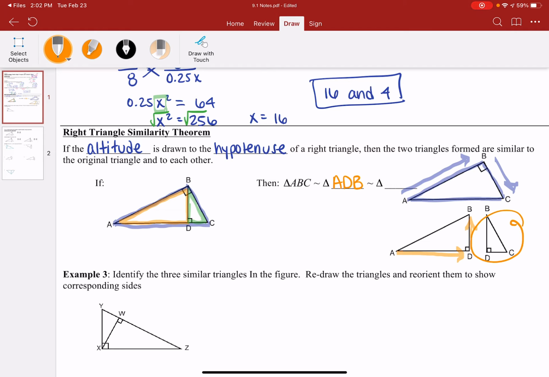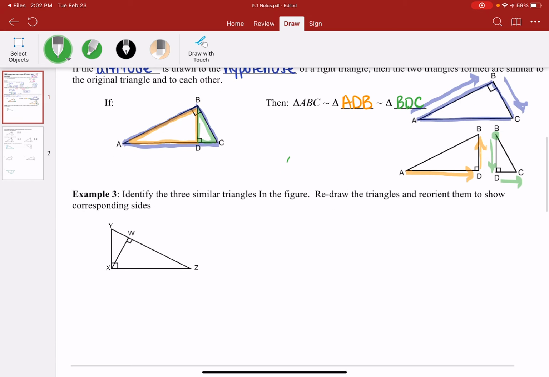And then for this smallest triangle here, again, we need to follow that same pattern. So I'm going to start at my smallest angle, which is B. I'm going to go down to my right angle, which is D, and then across this short side to C. So we would call this smallest triangle, triangle BDC. So these three triangles are similar. That means their sides are going to be in proportion. So this says identify the three smaller triangles in the figure. Redraw the triangles and reorient them to show the corresponding sides.